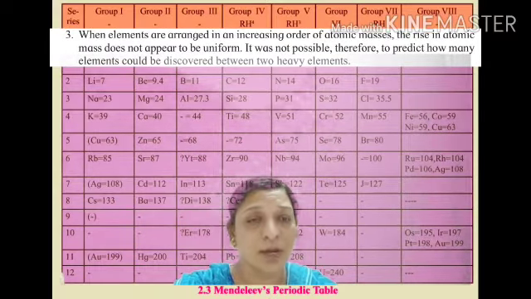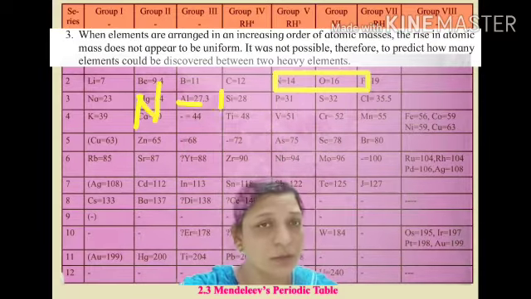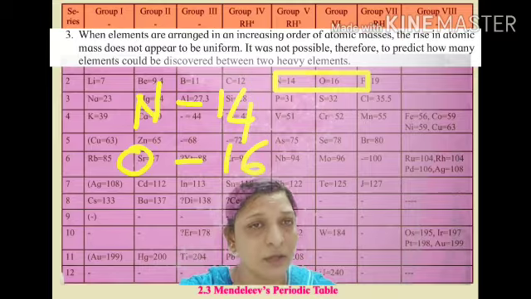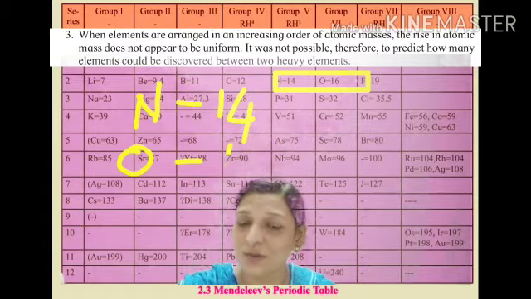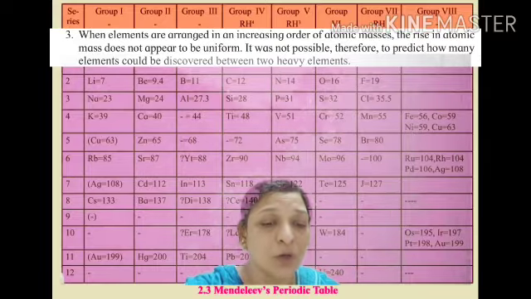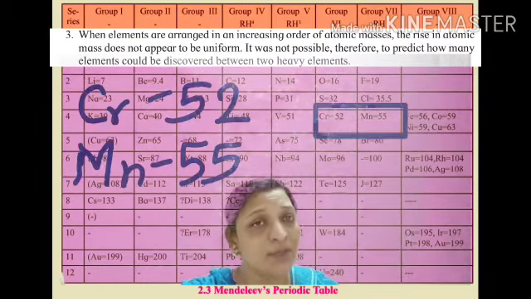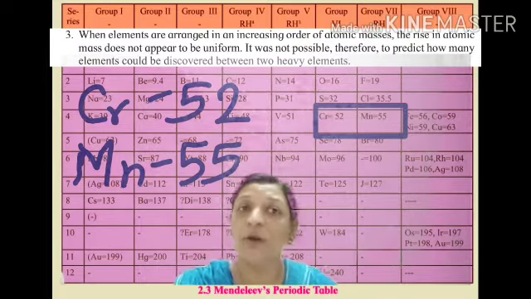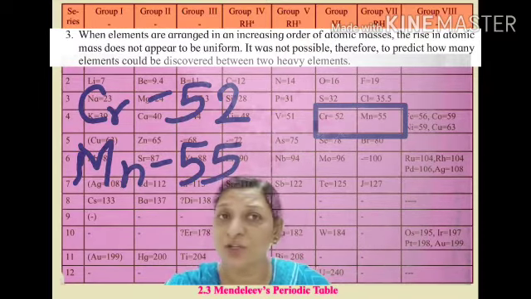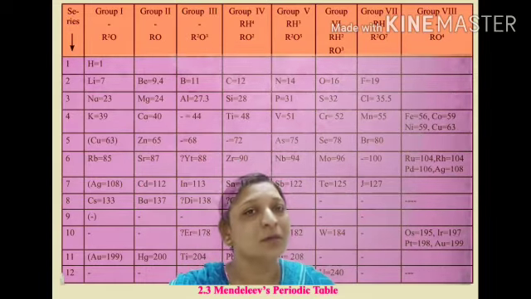Consider the atomic mass difference between nitrogen and oxygen. Nitrogen has 14 while oxygen has 16. The same way you can see the difference between the atomic masses of chromium and manganese. Atomic mass of chromium is 52 while that of manganese is 55. There is the difference of 3. So this is the demerit of Mendeleev's periodic table.